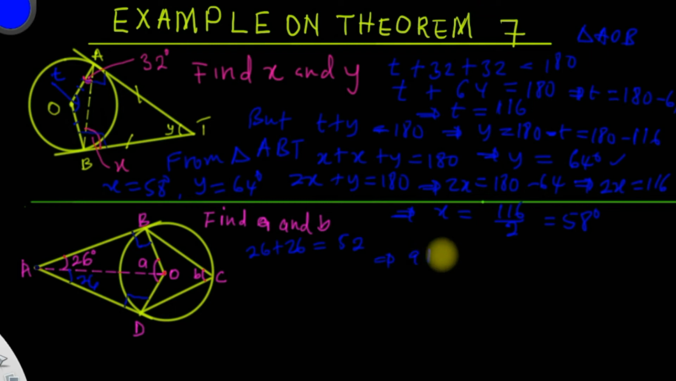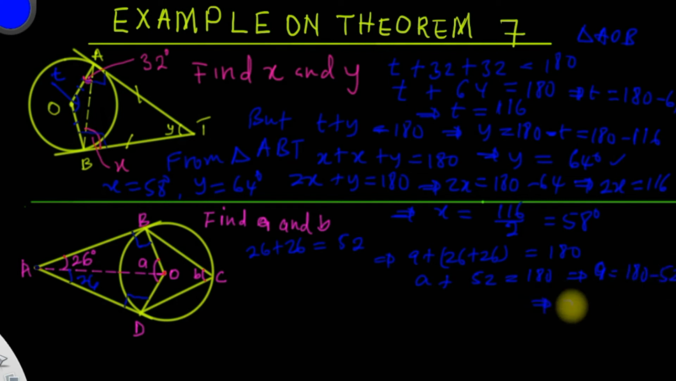A plus 26 plus 26, that's in brackets, equals 180 degrees. So A plus 52 is equal to 180 degrees. This implies that A is equal to 180 minus 52.